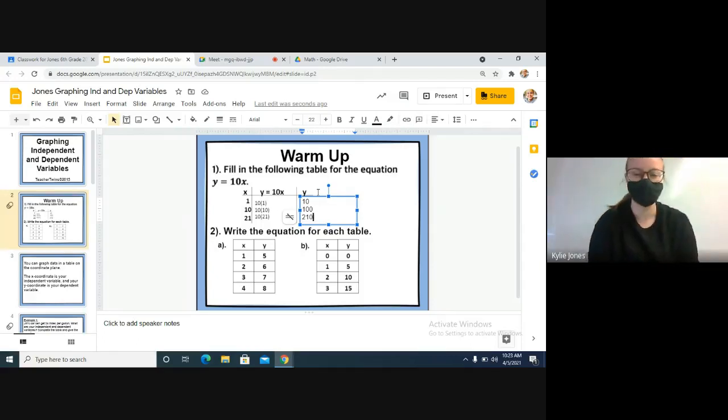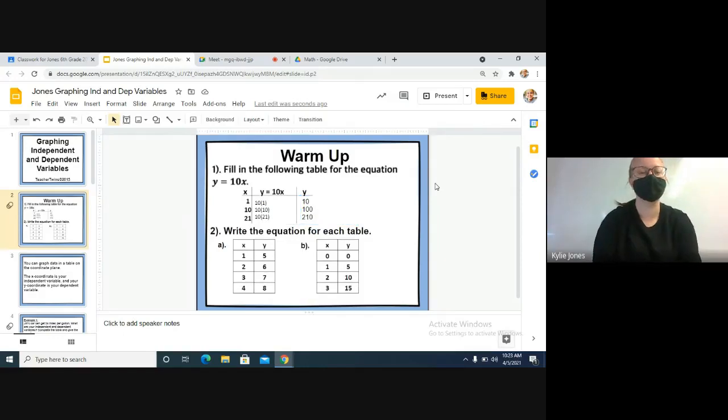Okay. So that's how we get those answers, right? We just see what the equation is, plug in what x is, and multiply. Sometimes you'll add, sometimes you'll subtract, all the different things, right?